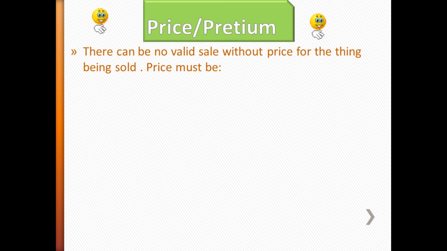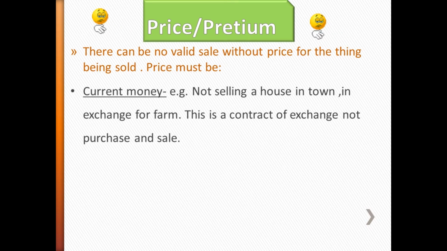There cannot be a valid contract of sale without the price for the thing being sold. The price should be in the current money. For instance, one cannot sell a house in town in exchange for a farm in the rural area. This is a contract of exchange, not purchase and sale. So, the price should be in the form of current money. Current money here refers to banknotes, checks, money transfers, and other forms that are available.